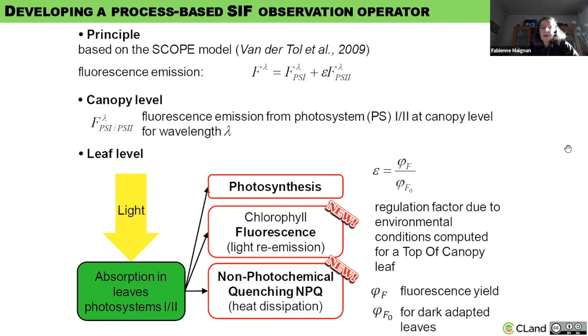So we went back to the model, and on top of the photosynthesis module, we added a chlorophyll fluorescence module and a non-photochemical quenching model for the photoprotection mechanism. So at the canopy level, we used a parametric representation of the SCOPE radiative transfer model, and we compute the emission for photosystem 1 and for photosystem 2. These photosystems are the units where the light is absorbed within the chlorophyll cells.